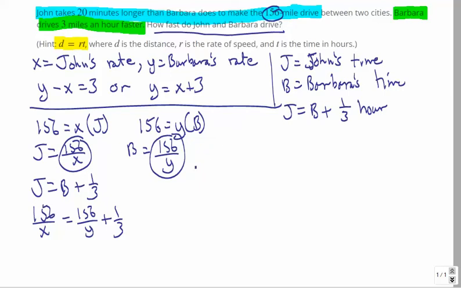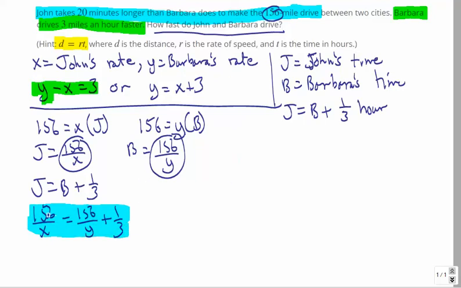We've got our two equations, by the way. So here's our first equation that came from the fact that Barbara drives 3 miles an hour faster. That's this equation right here. And the equation that came from the fact that John takes 20 minutes longer is this equation right here. So we've got our two equations for our two unknowns, x and y. We've got to solve these.